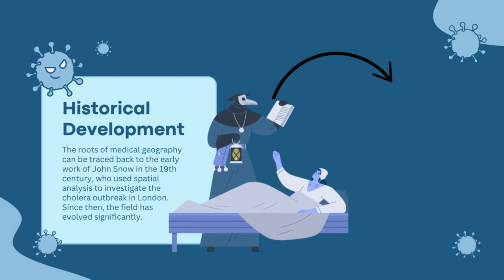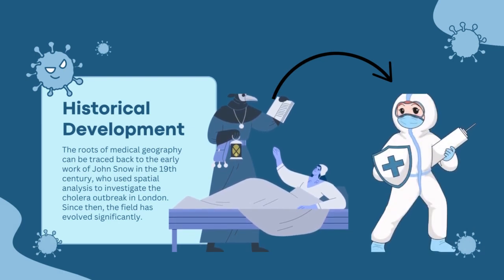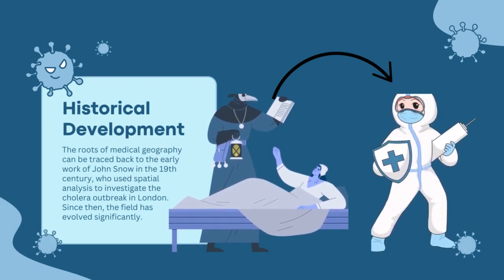Historical development. The roots of medical geography can be traced back to the early work of John Snow in the 19th century, who used spatial analysis to investigate the cholera outbreak in London. Since then, the field has evolved significantly.